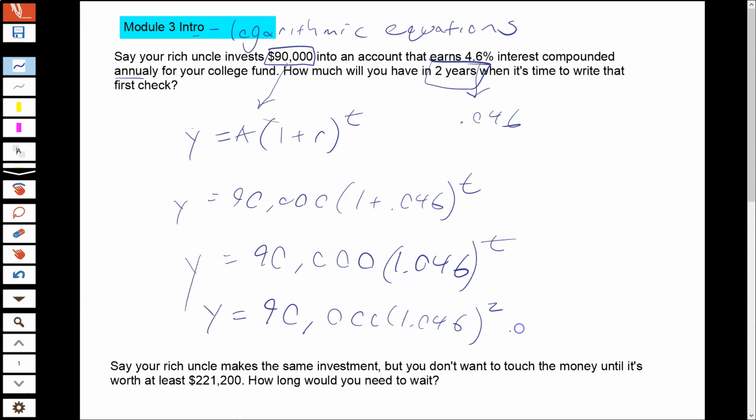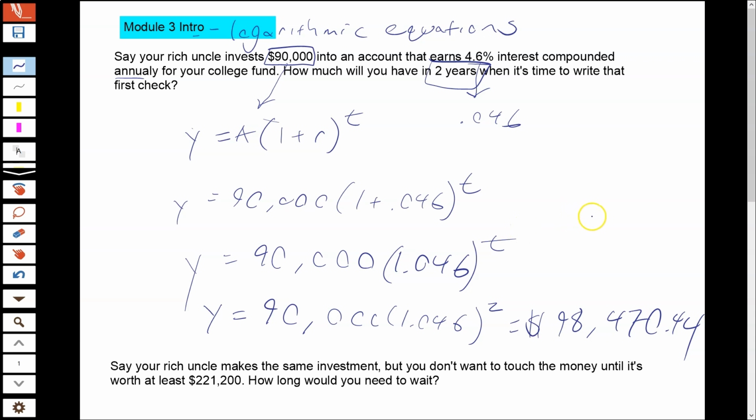And I get, let's see, 98,470 bucks and some cents, 44 cents. Okay, so that is a type of problem that you already know how to do from our last couple units. Now we're going to tackle something a little bit different.